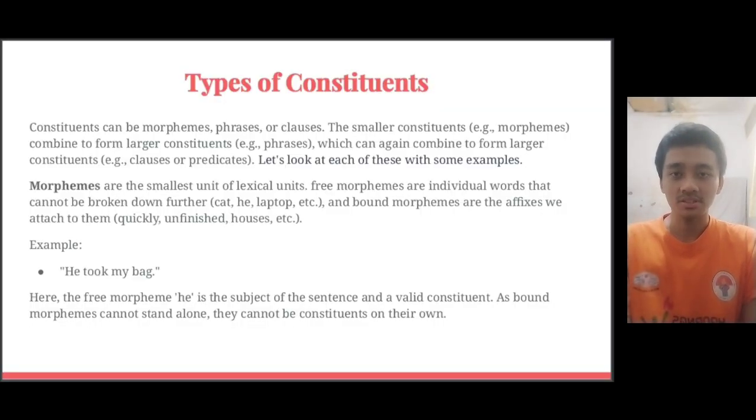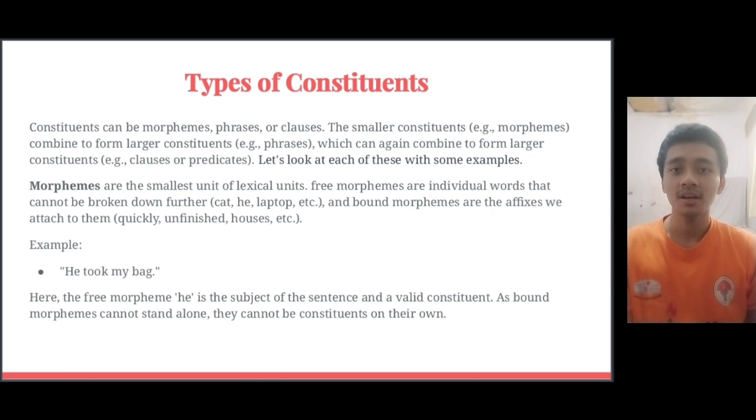Types of constituents. Constituents can be morphemes, phrases, or clauses. The small constituents combine to form larger constituents, which can again combine to form larger constituents, like clauses or predicates. Now let's look at each of these with some examples. Morphemes are small lexical units. Free morphemes are individual words that cannot be broken down further, like cat, he, laptop, and bound morphemes are the affixes we attach to them, like quickly, unfinished, houses, etc.